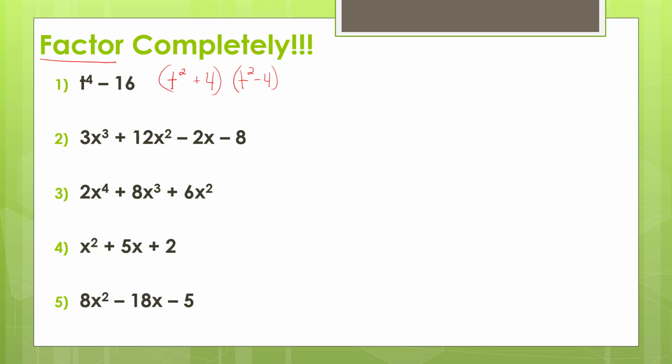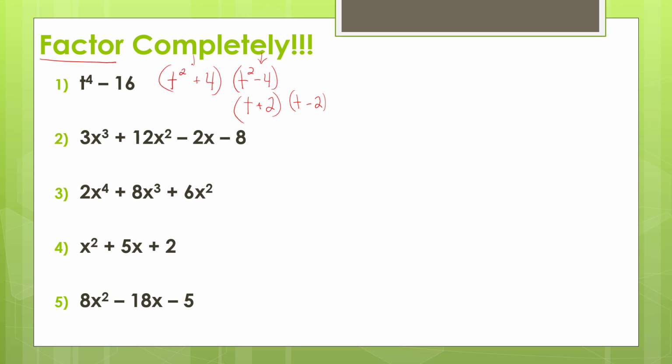Now, let's make sure that we're paying attention because look, we have another subtraction sign. And if I have another subtraction sign, I probably want to check for a difference of squares. T squared is a perfect square, and 4 is a perfect square. So once again, we're going to have to break this down. The square root of t squared is t. The square root of 4 is 2. T minus 2.